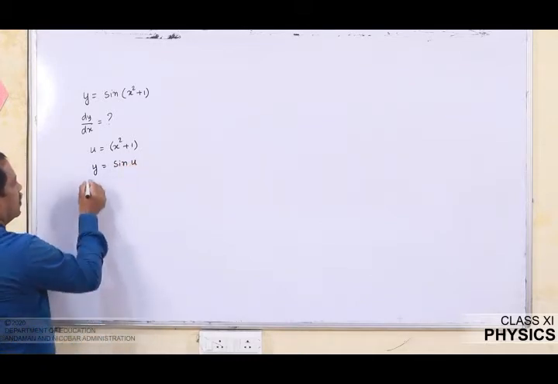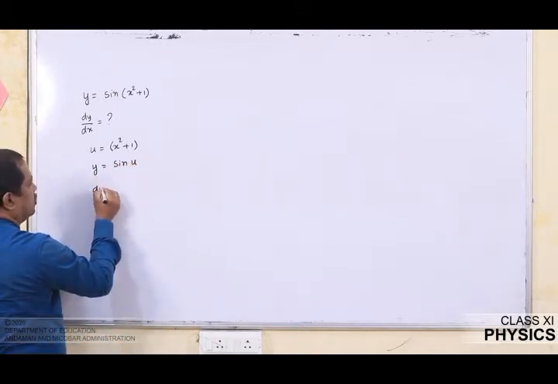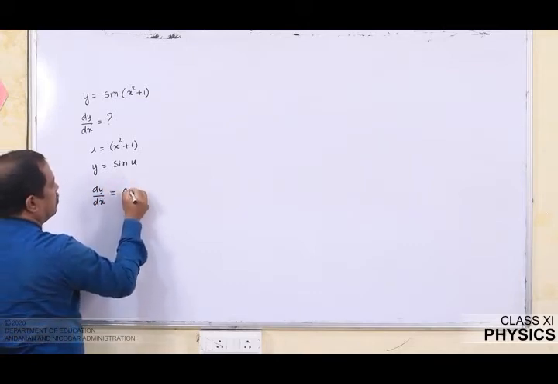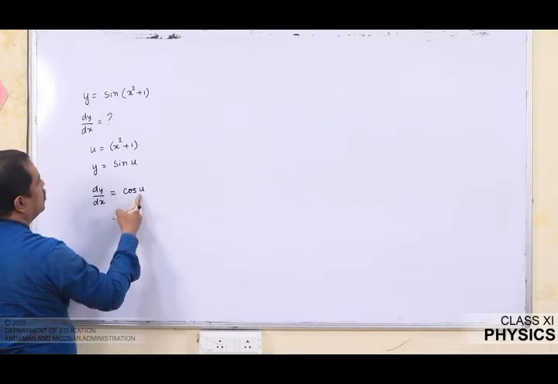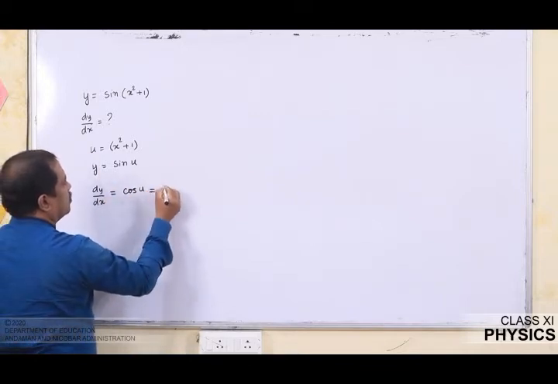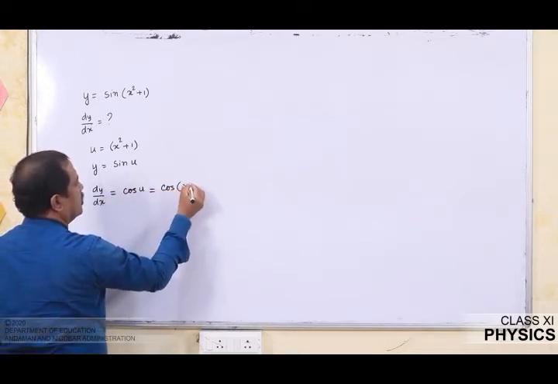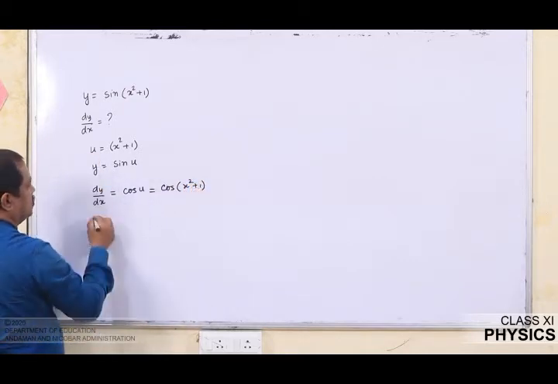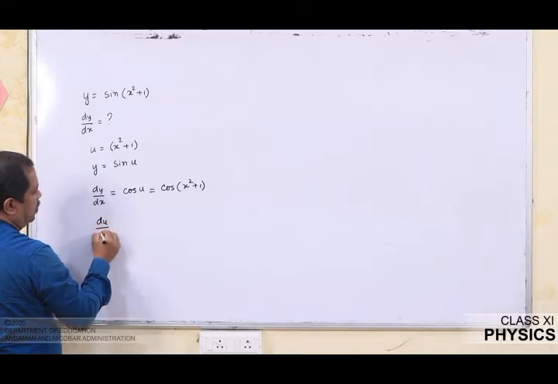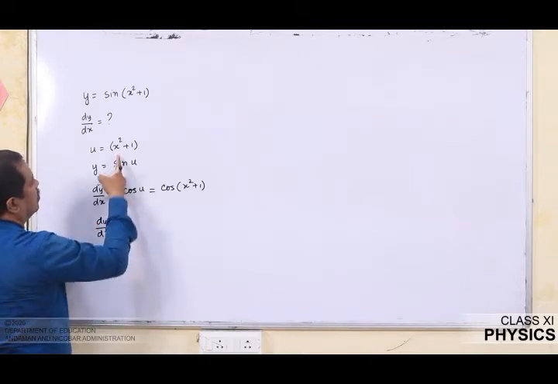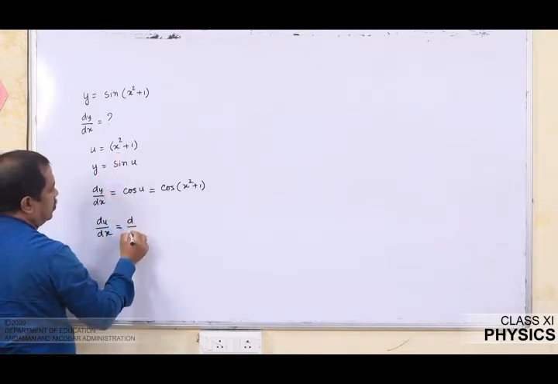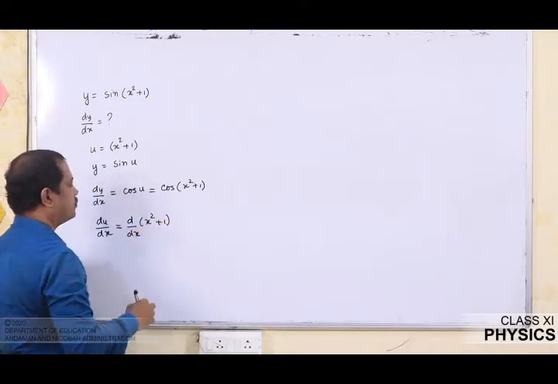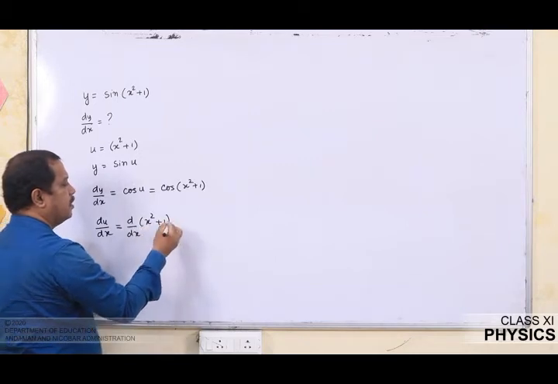Using the chain rule, I will differentiate this as dy over du, sine simply becomes cos u. In turn, u I can substitute here. So this will become cos of x square plus 1. And I will differentiate du over dx, which is equal to d over dx of x square plus 1. Yesterday we saw that we have two terms, we can differentiate them separately.